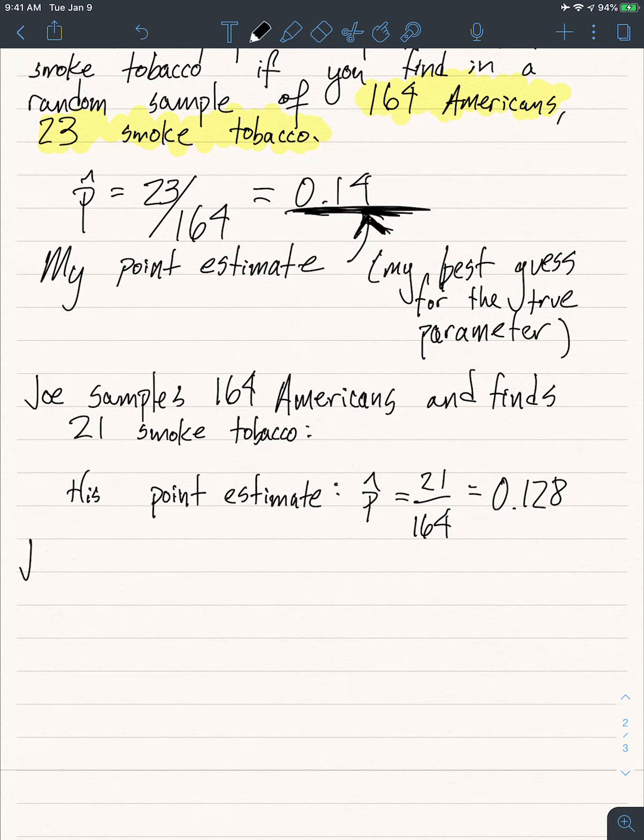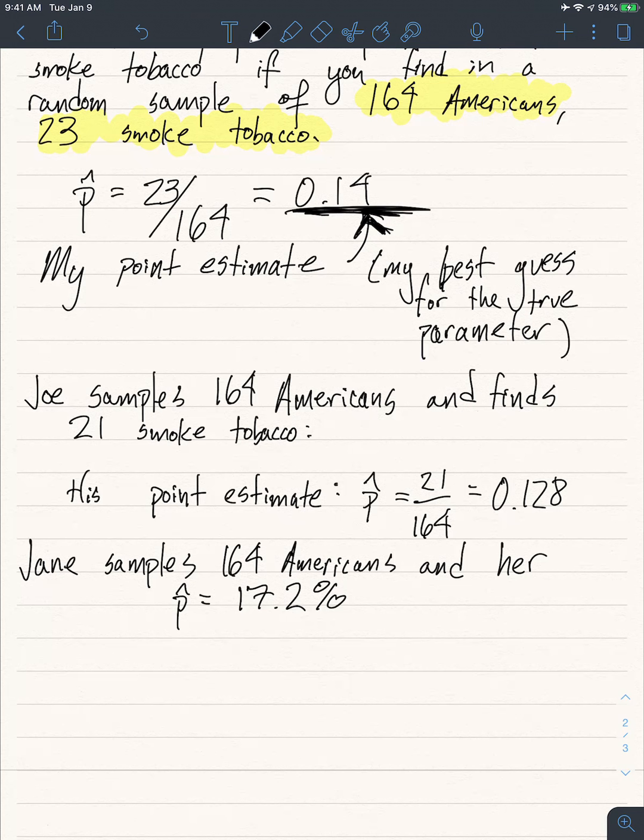And then let's say Jane samples 164 Americans. And her p hat is equal to, I don't know, maybe she got a lot of smokers in her sample, maybe 17.2%. Oh, actually, maybe I should be consistent. I shouldn't report hers as percentage when I reported the rest of ours in decimal form, right? It should be consistent. I should be a good teacher. Maybe Jane found 0.174 as her proportion.